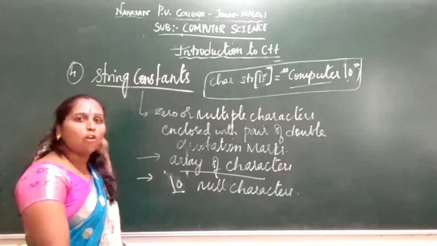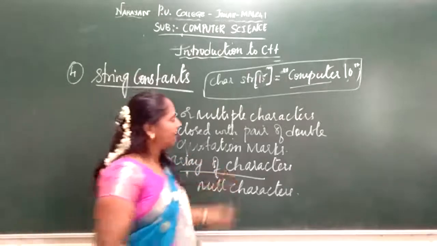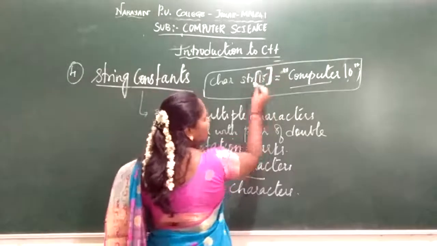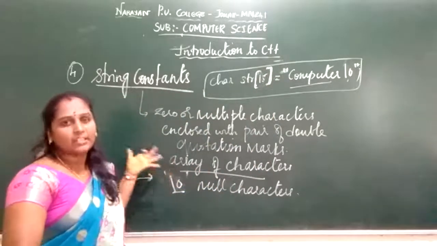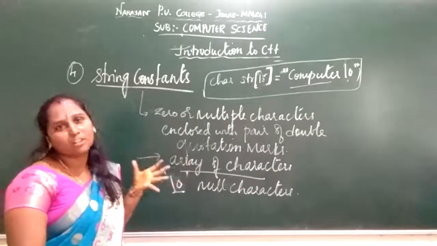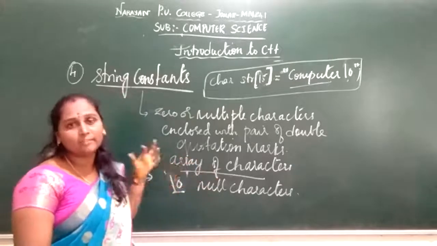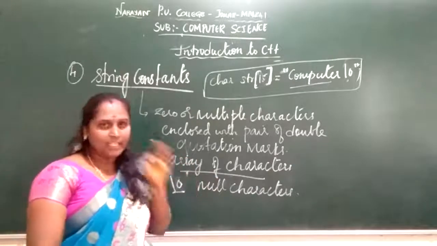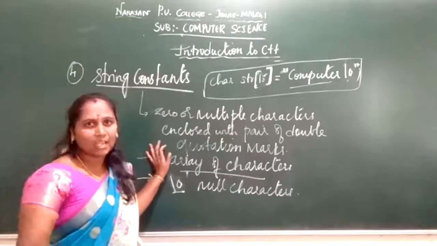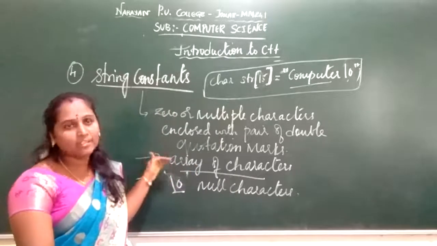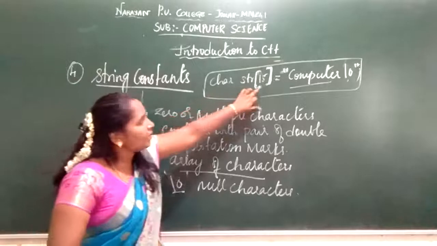A string constant also acts as an array of characters. What is your array? You are going to study it in your upcoming chapter. An array is nothing but an ordered collection of elements of the same data type, given a similar, same name, that we call an array. So it acts as the array of characters.